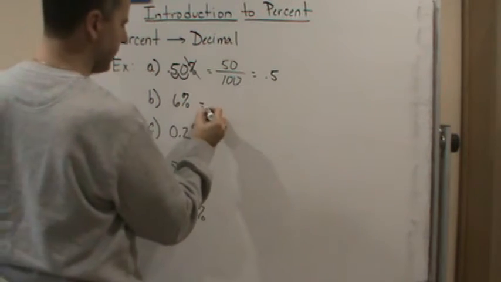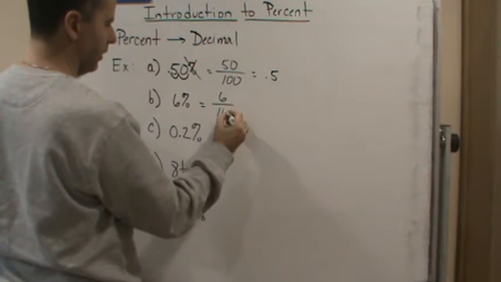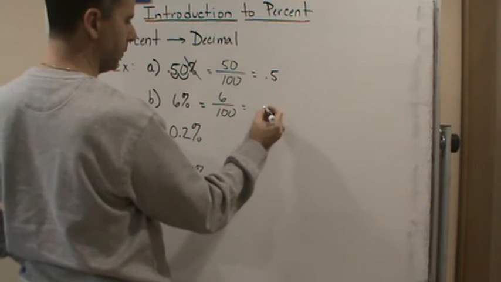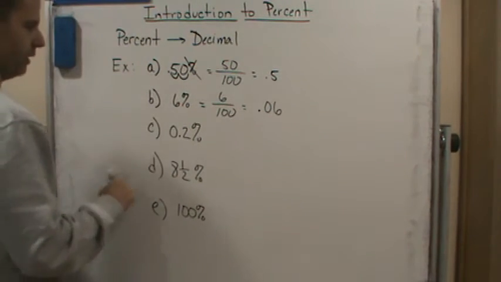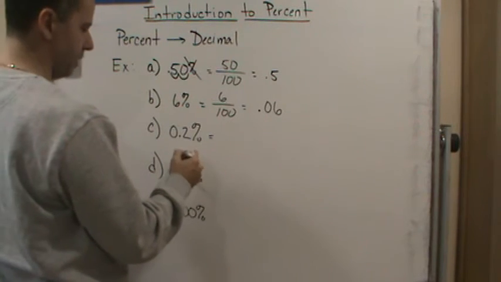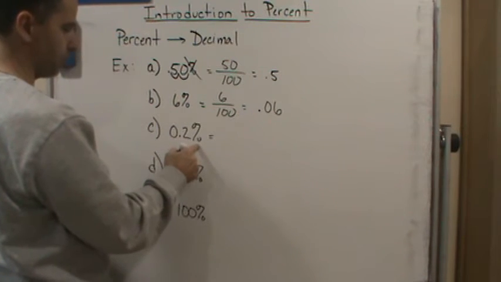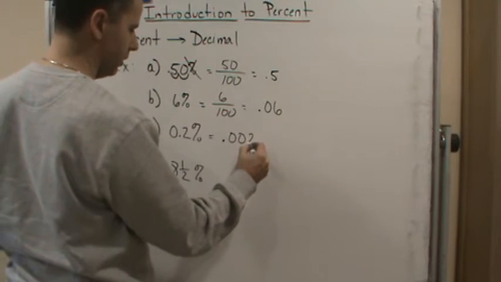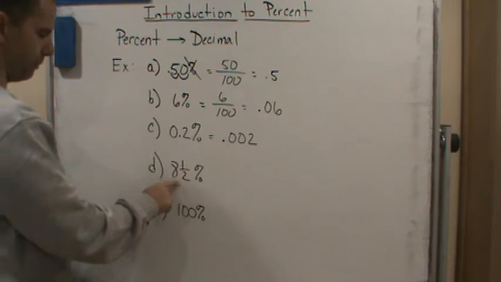Okay? So in this case here, again, I'm going to put this as 6 divided by 100, which means I'm going to move the decimal point to the left 2 decimal places. So this is going to be 0.06. Likewise here, I'm just going to move the decimal point to the left 2 places and then drop the percent sign. So this 0.2% will become 0.002.